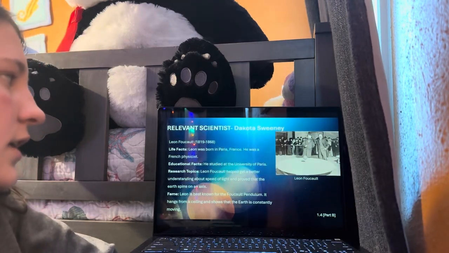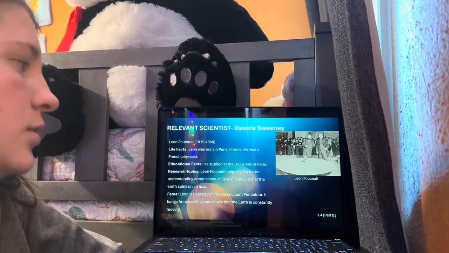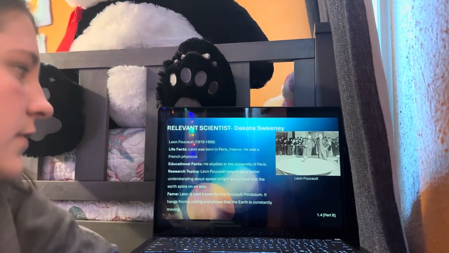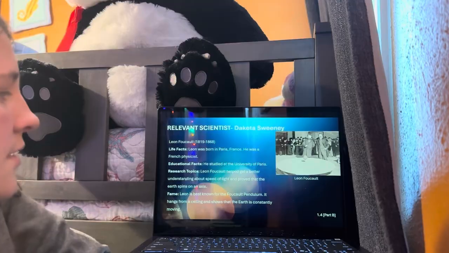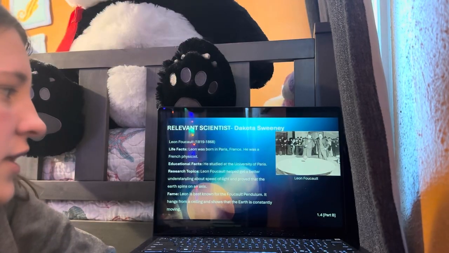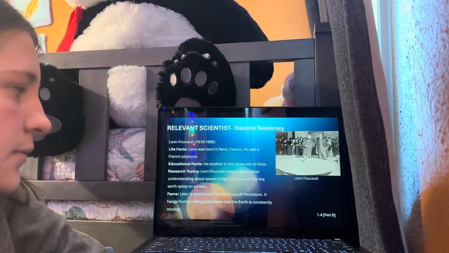And then for scientists, I chose Leon. Leon was born in Paris, France. He is a French physicist. Educational facts. He studied at the University of Paris.